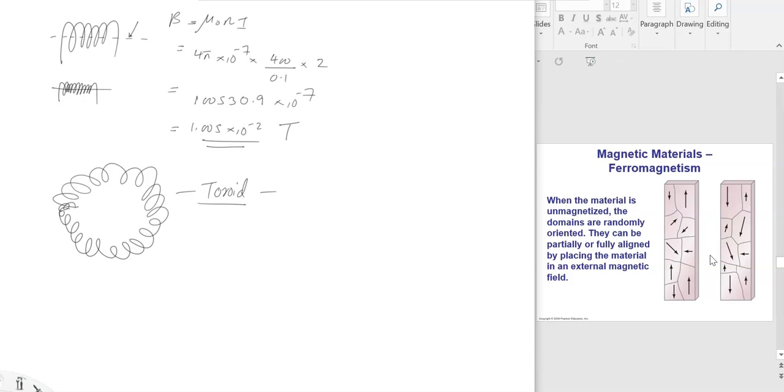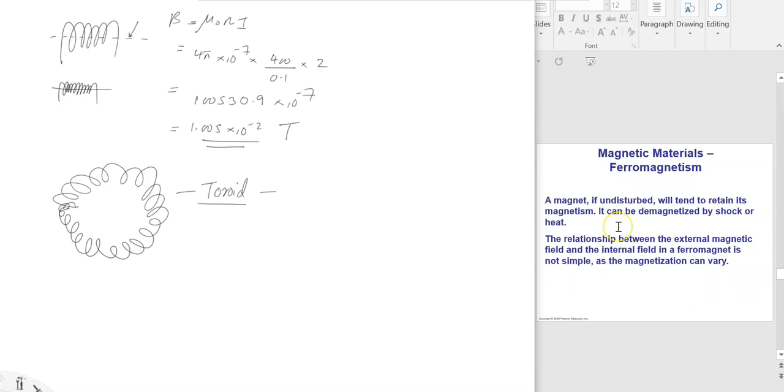You can destroy a permanent magnet by heating it up. Temperature can mess up these alignments. The atomic vibrations can change these alignments. If you drop the magnet, that vibration can mess up this alignment. Okay, that's ferromagnets. Moving on.